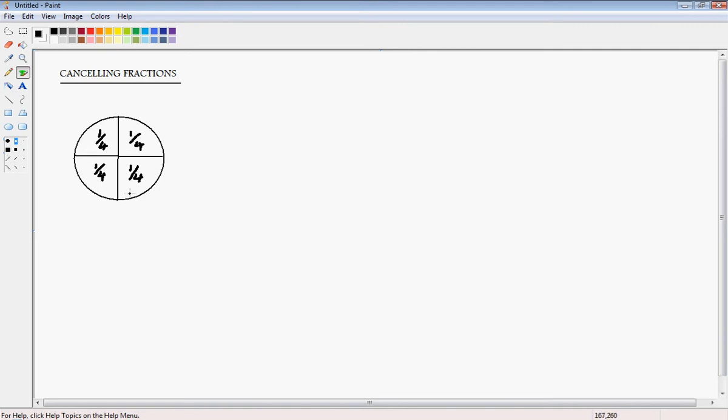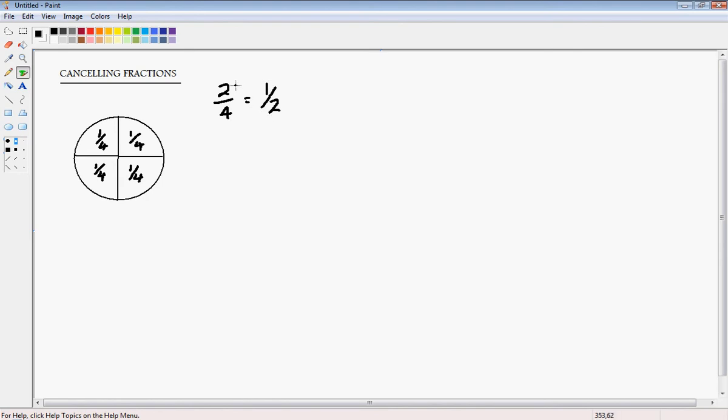So if we've got a circle here, now I've divided it into 4, so I know that this is a quarter, this is a quarter, and so on. Now I know that a quarter plus a quarter gives me 1/2 of the circle. So that's 2/4. This is how we would write 2/4. And I know 2/4 is the same as 1/2. Now 2/4 is right, but it can be righter.